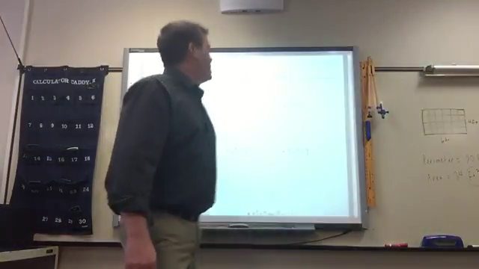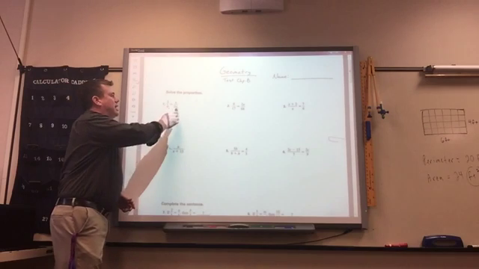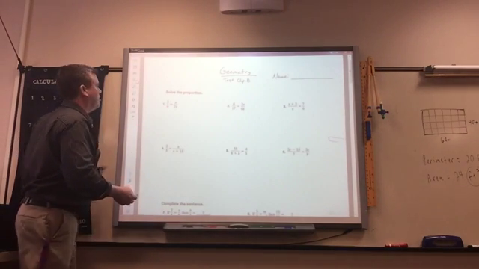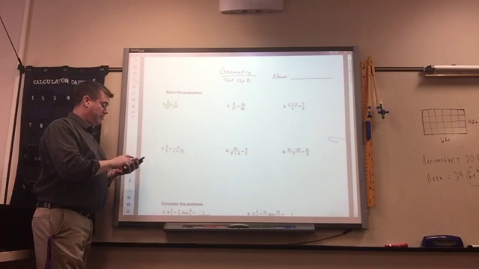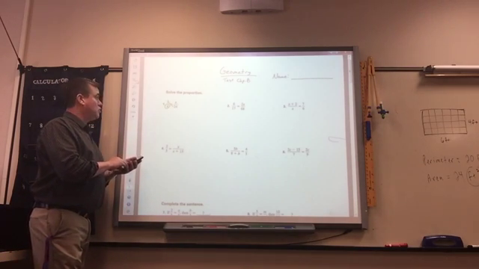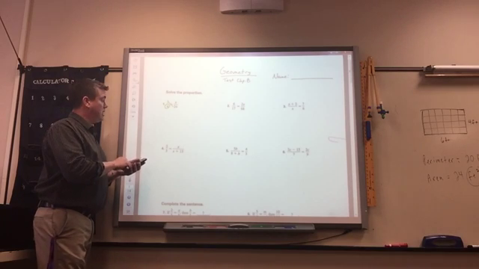Okay, on the first page, one like this, it's a simple proportion. You just cross multiply and divide. 3 times 24, or 3 times 3, or 24, divided by 4.